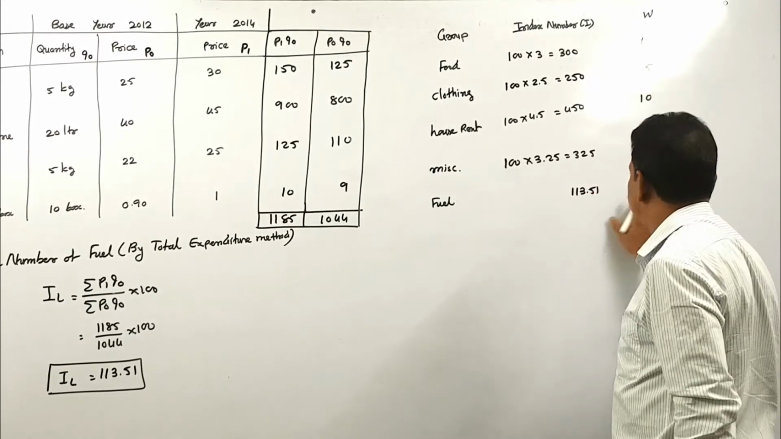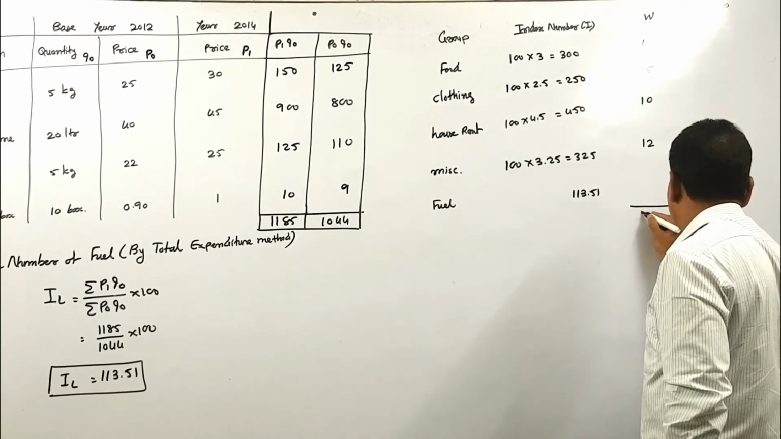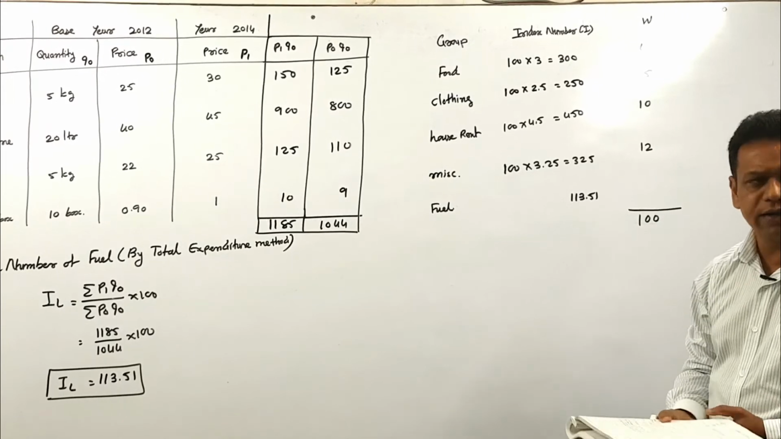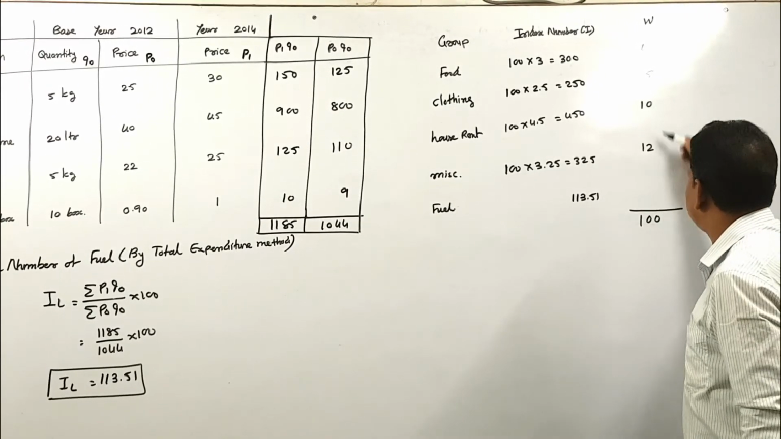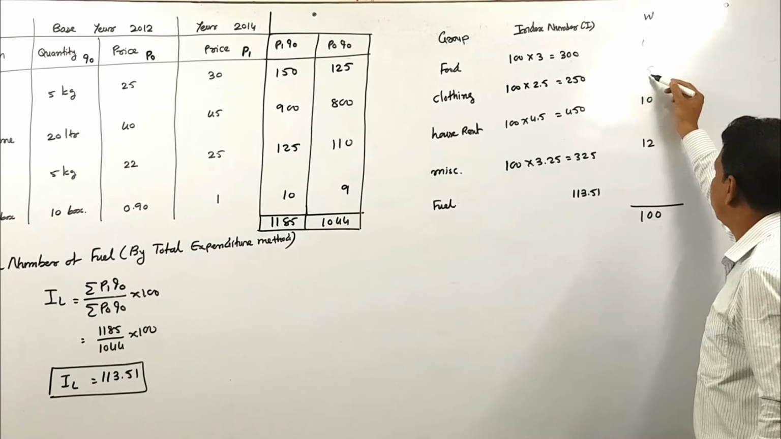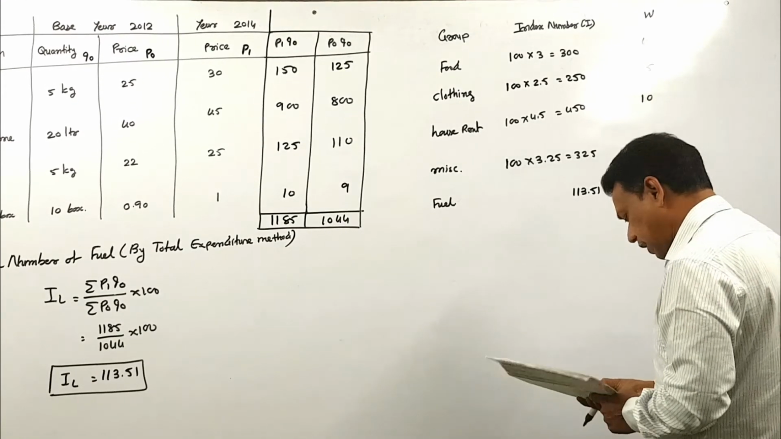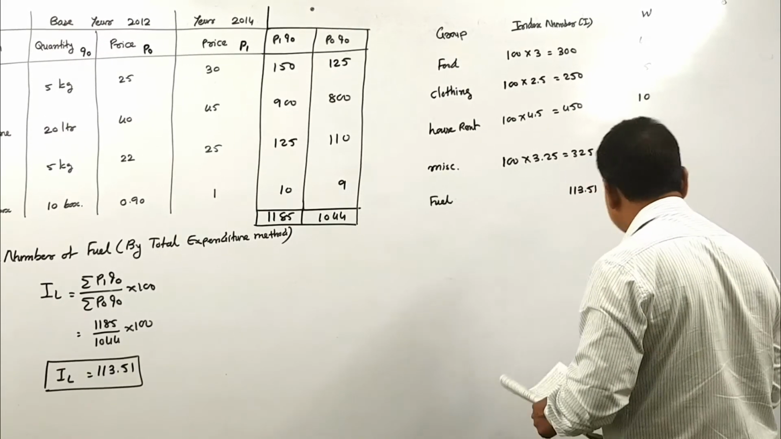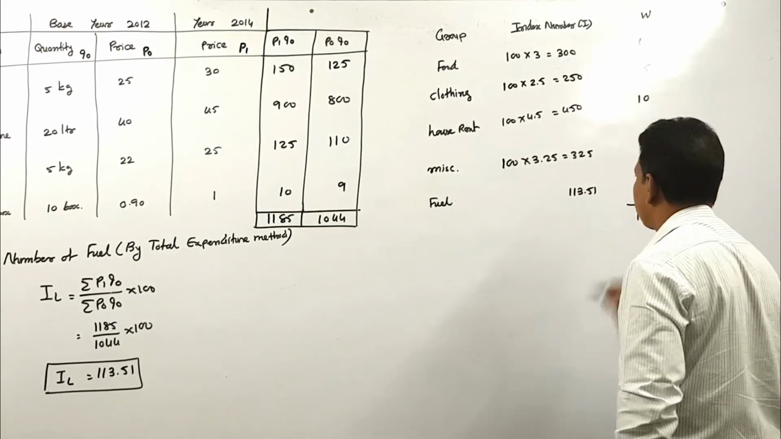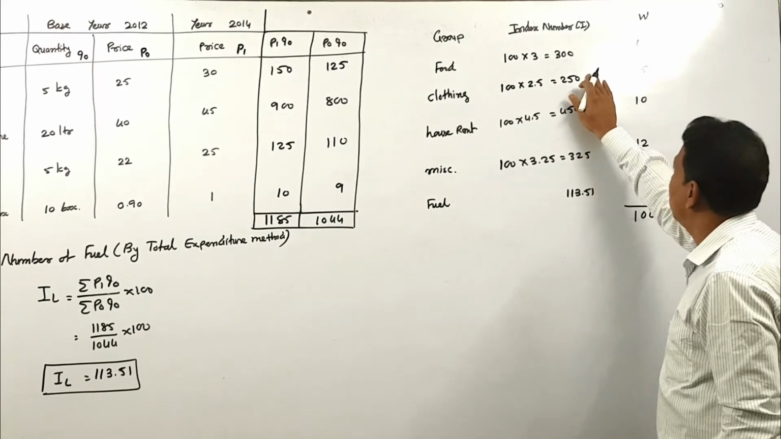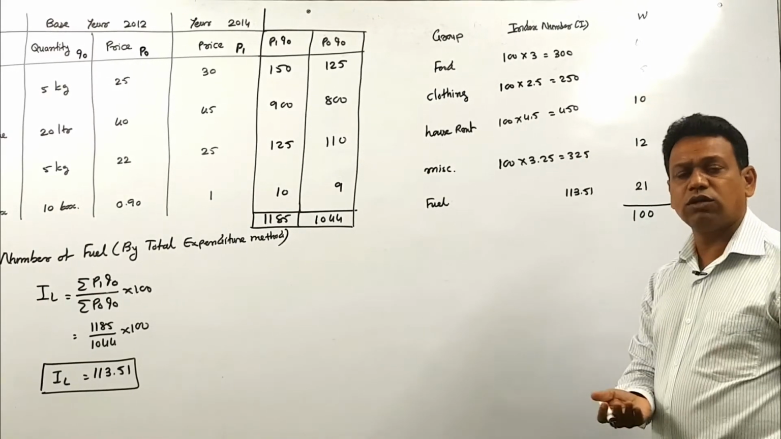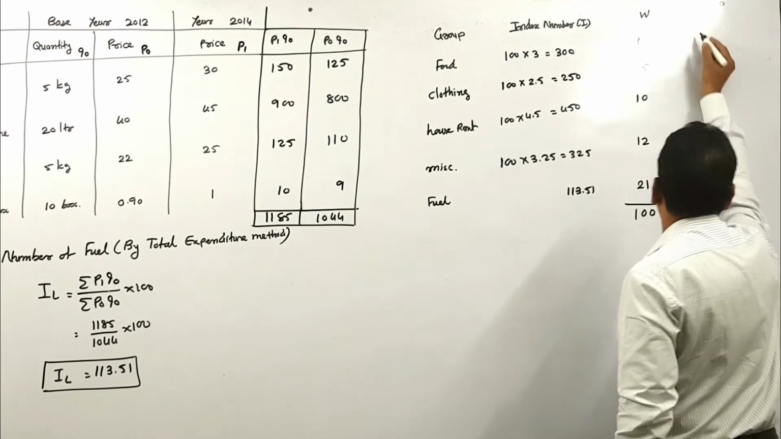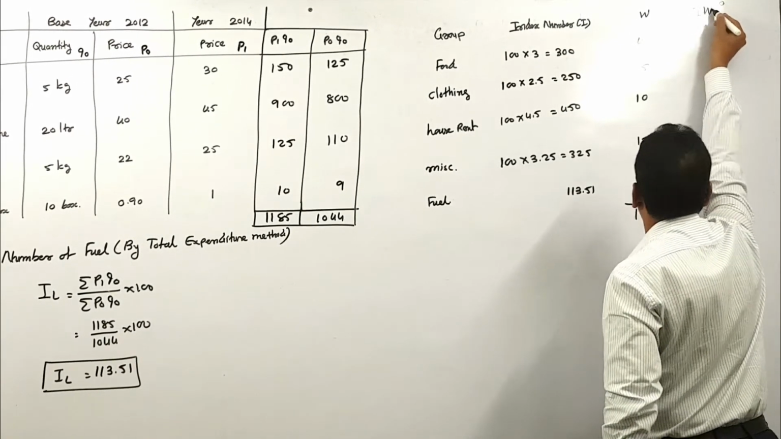The last percentage expense is not available, but my dear friends, we have done many examples. The total percentage expense is 100. So we subtract the remaining parts: 42, 15, 10 and 12 you subtract, so you get the remaining percentage, that is 21. Now we have I, we have W, and they want the cost of living index number. We are capable of making the next column, that is IW.